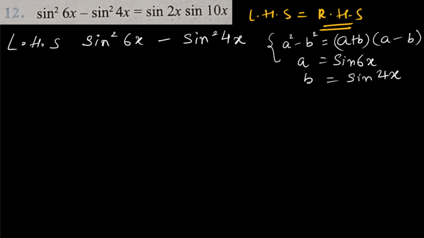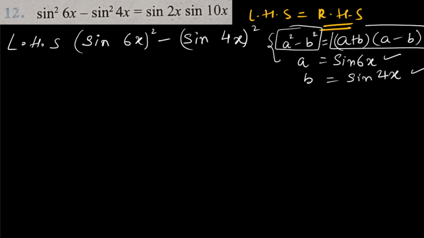Because here square means what? If I have square on the trigonometric function, that basically means a whole square. So I have here a square minus b square, where a is sine 6x, as I have already written, and b is sine 4x. Okay, so now this form is given to us. We'll write this in the factorized form: a plus b into a minus b. So let us do that.